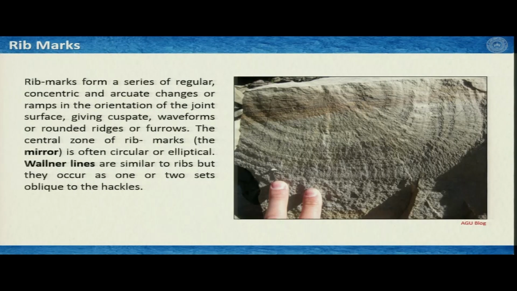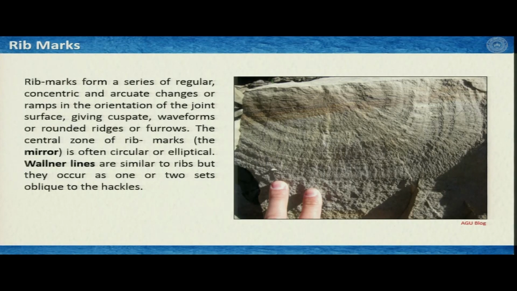Now, rib marks form a series of regular, concentric and arcuate changes or ramps in the orientation of the joint surface, giving some sort of cuspate waveforms or rounded ridges or furrows. The central zone of rib marks, or you can call it the mirror, is often circular or elliptical. Now, there is another terminology, Wallner lines, and these are similar to the ribs, but they occur in 1 or 2 sets oblique to the hackles.